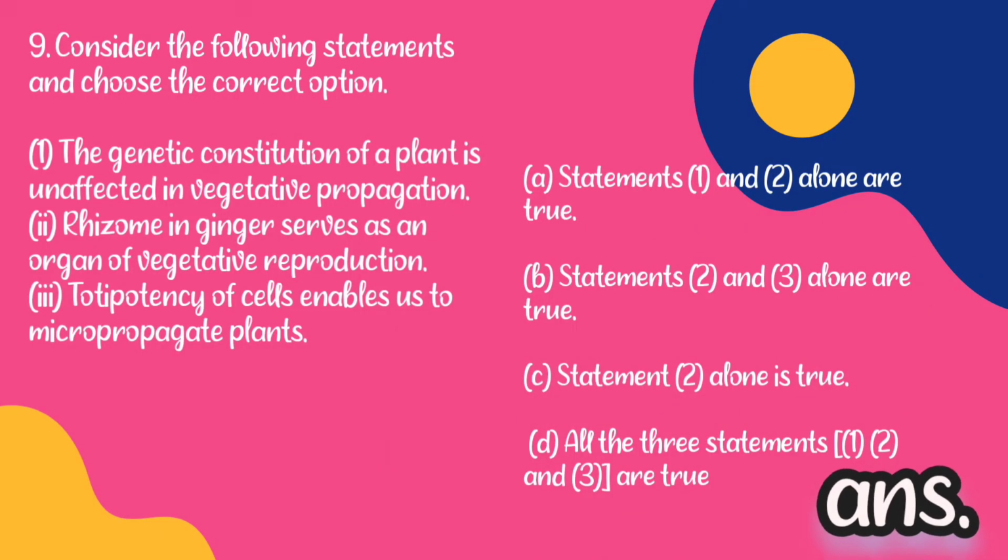9th. Consider the following statements and choose the correct option. 1. The genetic constitution of a plant is unaffected in vegetative propagation. 2. Rhizome in ginger serves as an organ of vegetative reproduction. 3. Totipotency of cells enables us to micropropagate plants. A. Statements 1 and 2 alone are true. B. Statements 2 and 3 alone are true. C. Statement 2 alone is true. D. All the three statements, 1, 2, and 3, are true.